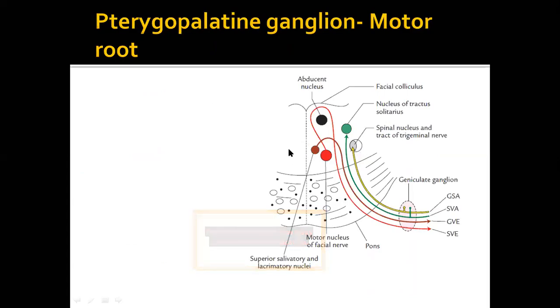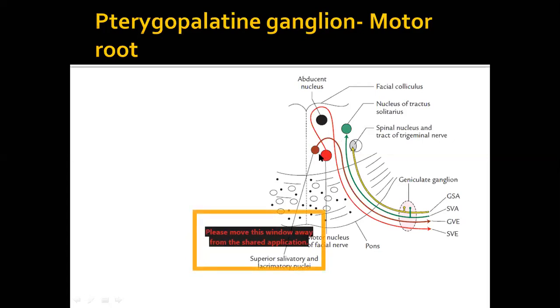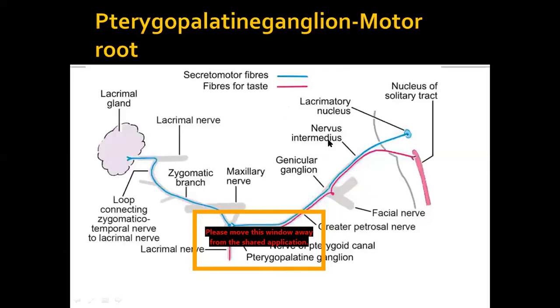The motor root arises from the pons. This is the section of the pons at the level of the facial colliculus. You can see the superior salivatory nucleus and lacrimatory nucleus here. The red colored one is the motor nucleus of the facial nerve. The preganglionic fibers arise from both the superior salivatory nucleus and the lacrimatory nucleus.